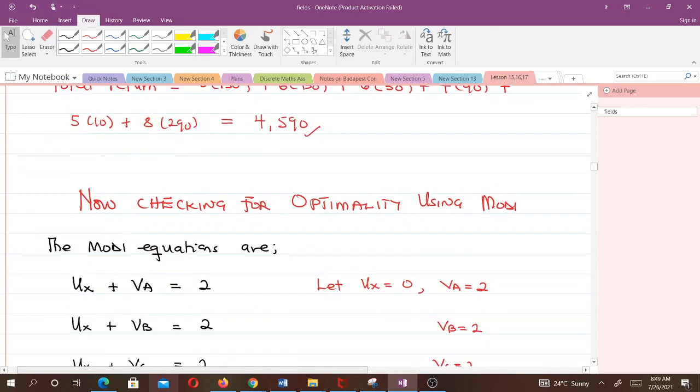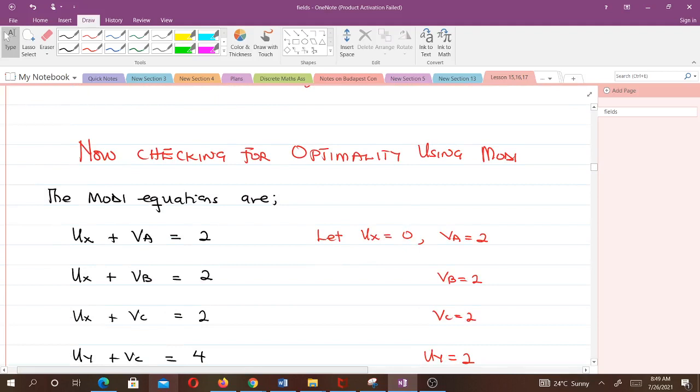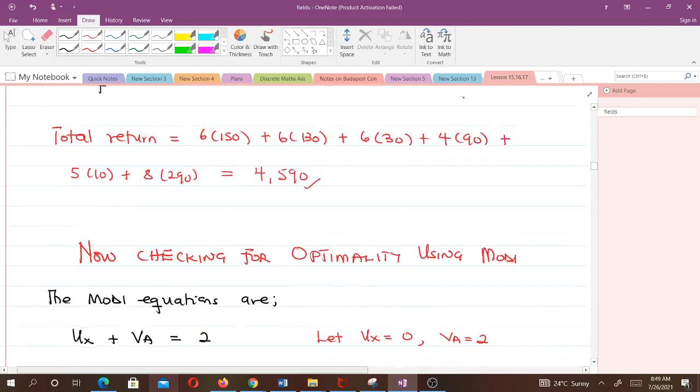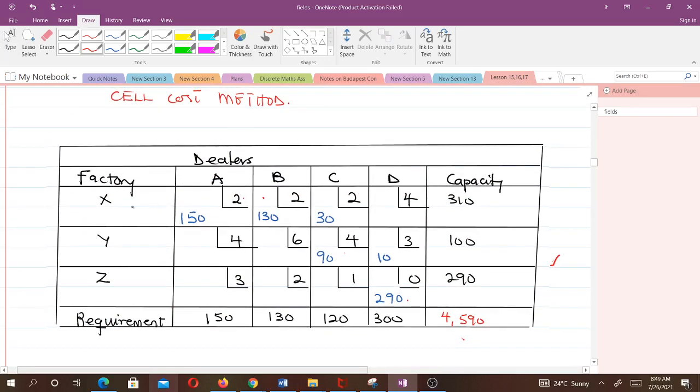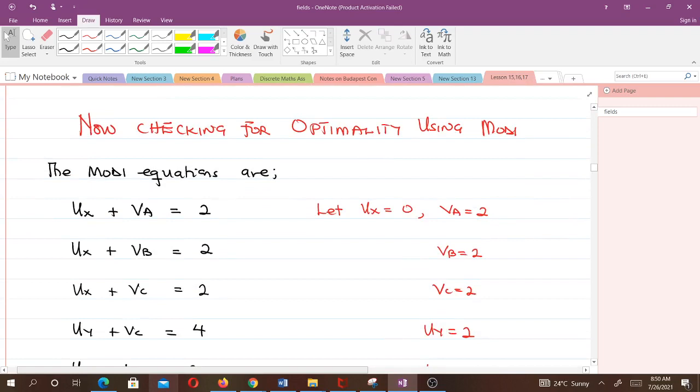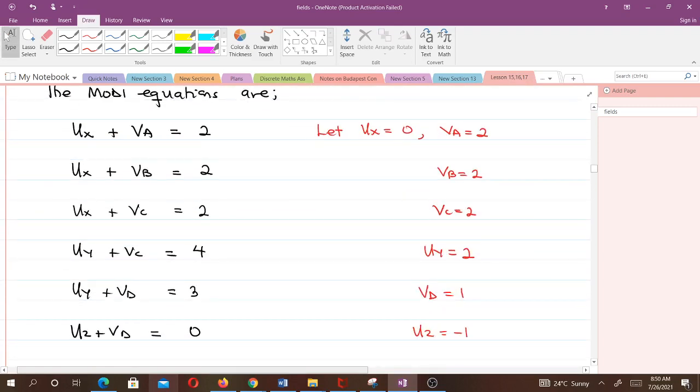The next thing for us to do is to check and see if this table is optimal, by using either the stepping stone method or the modified distribution method. So we develop our modal equations, and you know how to develop them. You could see here, for instance, we have ux plus va equal to these two here. When we come here, ux plus vb equals 2. So we use that same concept to develop all of these. And when it comes to solving it, we always take the first one and assume it is 0. So we let ux be 0. And when ux is 0, then you get these resulting values.